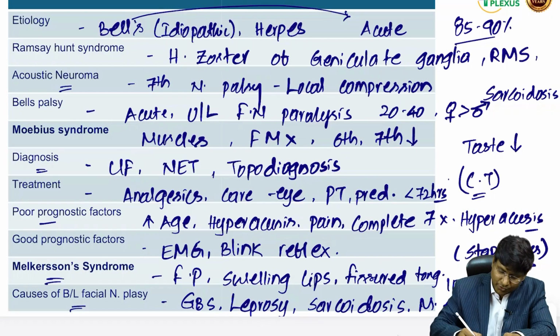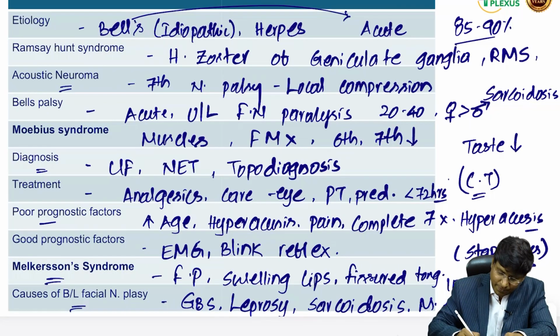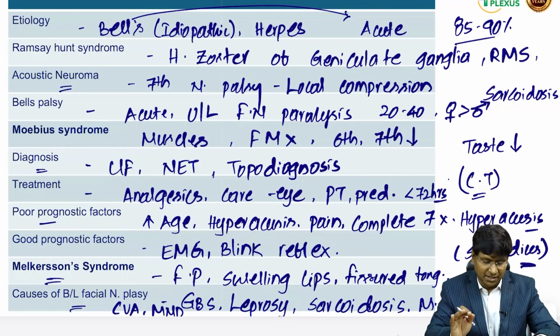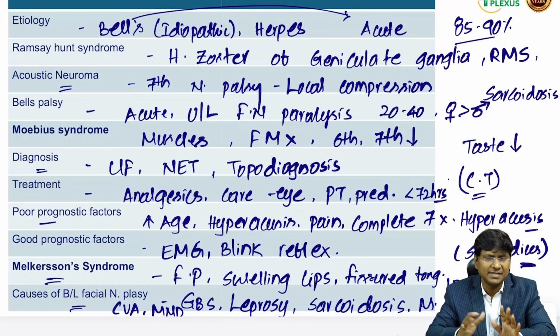Then what are the supranuclear causes for bilateral facial nerve palsy? Supranuclear causes include cerebrovascular accident as well as motor neuron disease. So this is in brief about the facial nerve. This was the question on Bell's palsy, as well as details about the facial nerve.